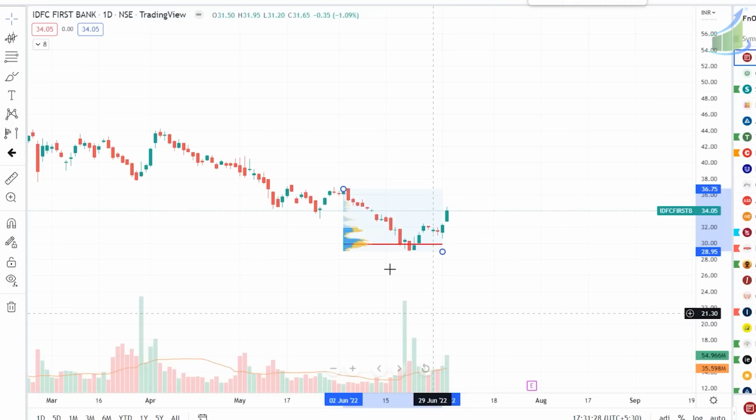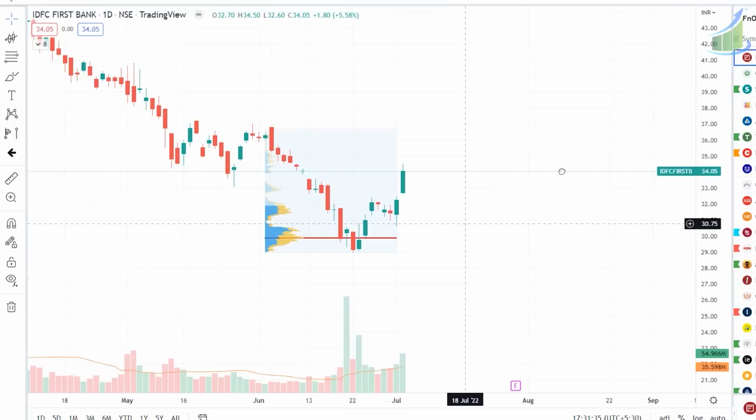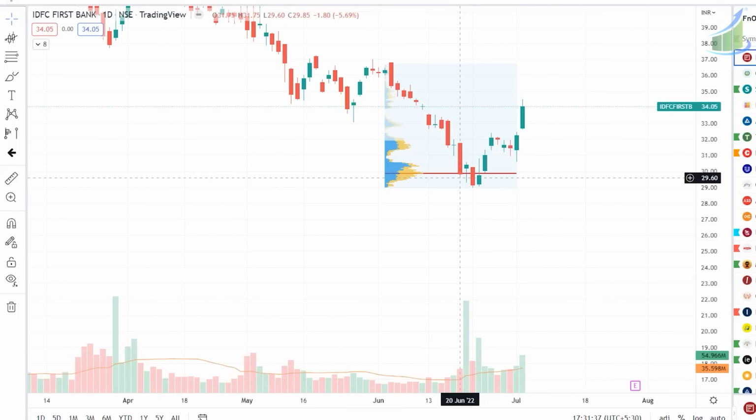You will be able to see that most of the volume has been traded here, and this is behaving as a strong support zone. The price, once it went below this, bounced, so the price is refusing. This point of control is behaving as a support, right?